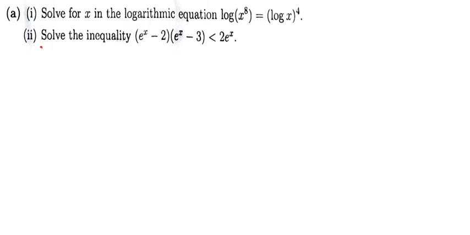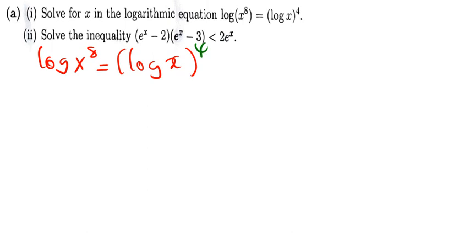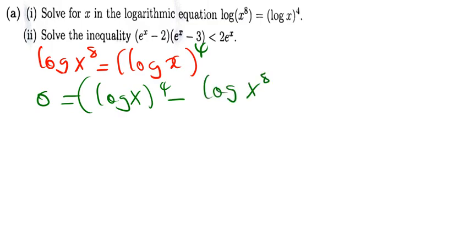so we have log x to the power 8 is equal to log x raised to the power 4. This 4 is affecting the log and the x, so it's different from this. This is just log x to the power 8, so it's different from that one. The only thing I'm going to do here is shift this to the right hand side. So here we remain with 0 is equal to log of x to the power 4 minus log x to the power 8, like that.